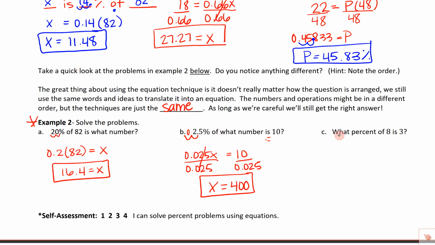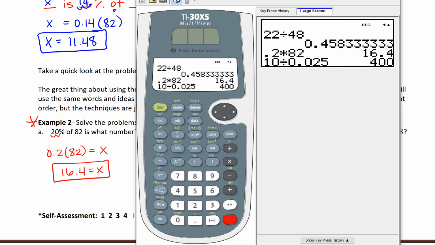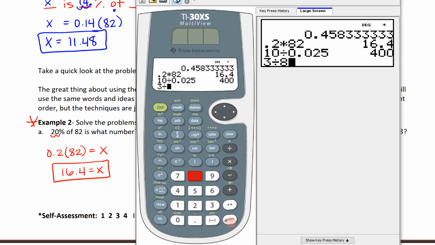And then on to the next one. You may have guessed we're going to have a what percent. So we need to be careful with those. What percent of 8 is 3? So we're doing p times 8. And you can put that in parentheses if that's confusing. And then is 3. So to get p by itself, we're going to divide both sides by 8. So p is by itself. And then we're going to do 3 divided by 8. And we get 0.375.